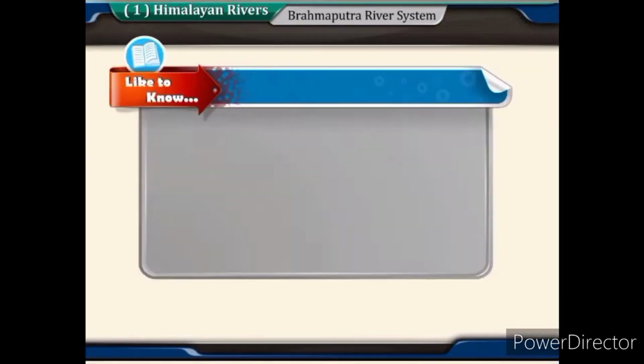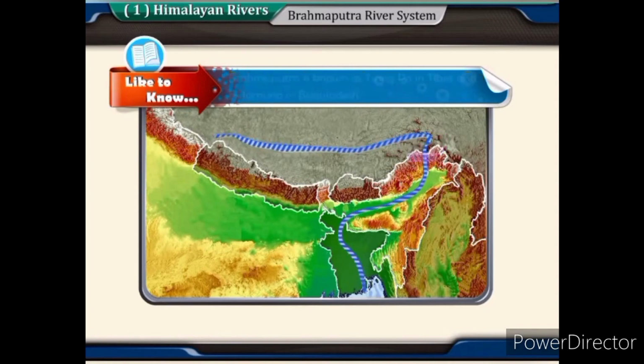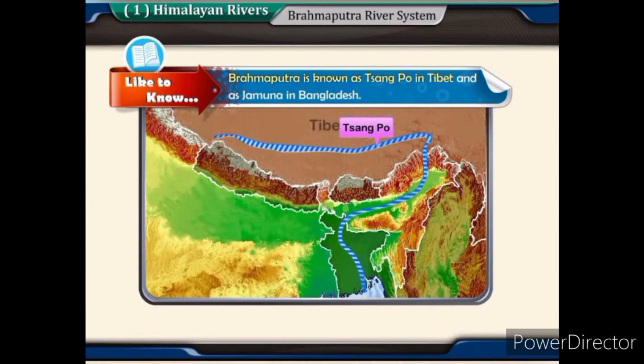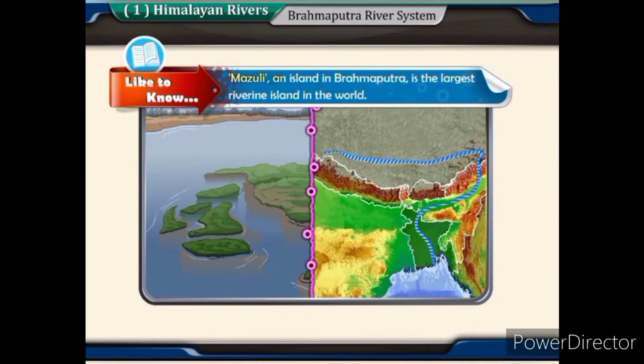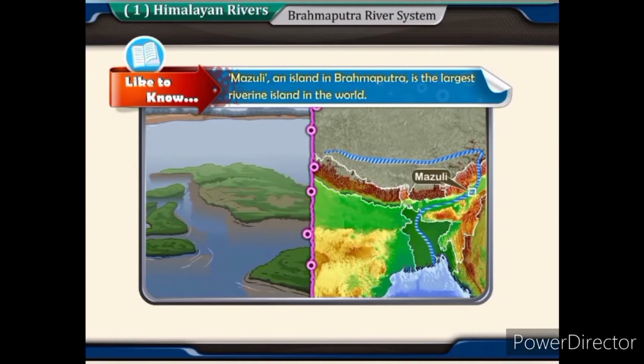Like to know. Brahmaputra is the only river having a masculine pronoun and is about 2,900 kilometers long. Brahmaputra is known as Sangpo in Tibet and as Jamuna in Bangladesh. Majuli, an island in Brahmaputra, is the largest riverine island in the world.